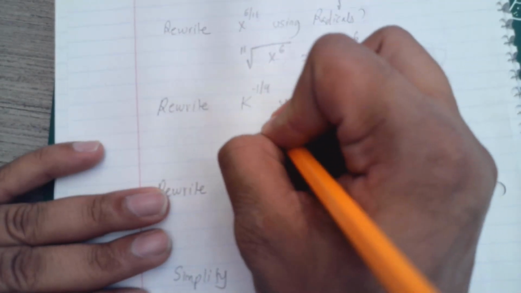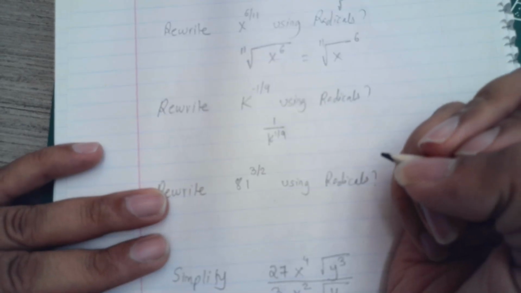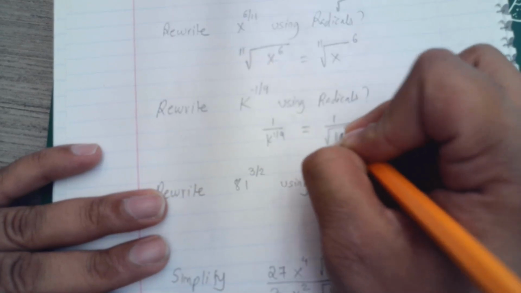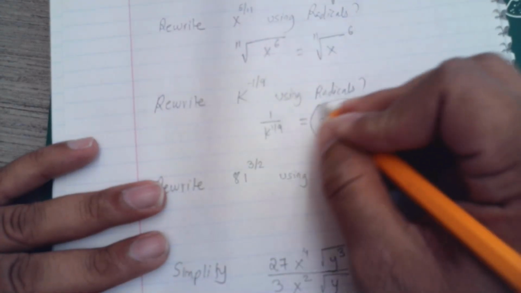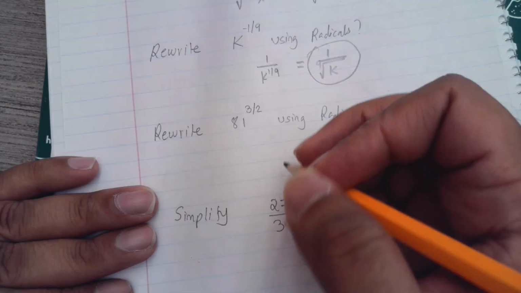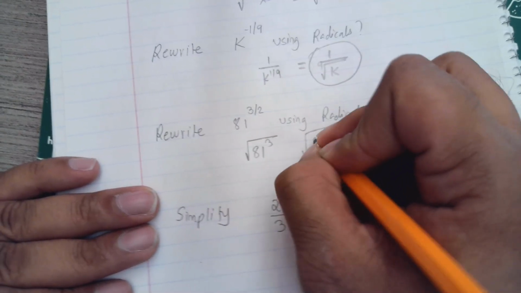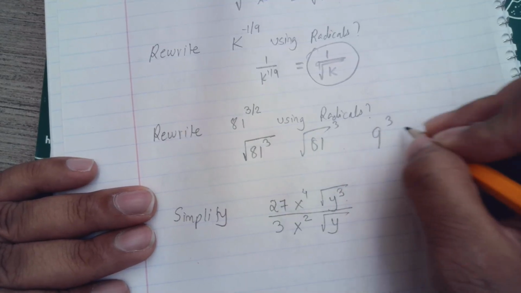First, I would have to keep it positive, so bring it in the fraction. 1 over k to the power of 1/9 equals 1 over the ninth root of k, where the 9 is outside, and that becomes my answer. Okay. All right, next one, we're using radicals. Again, same thing. Square root of 81 cubed, the 3 outside. We can simplify this. Square root of 81 is 9. 9 cubed is whatever it is. You can figure it out.